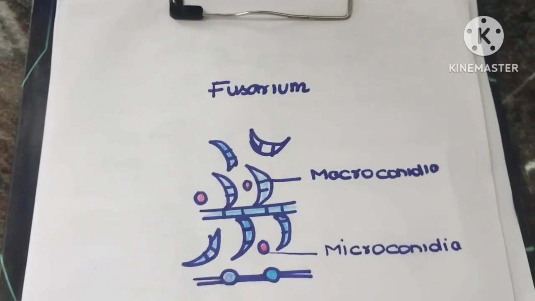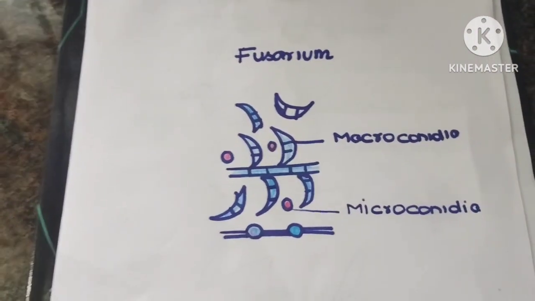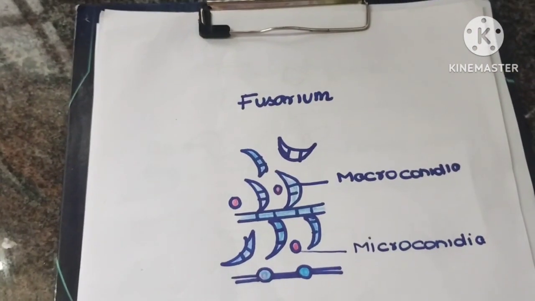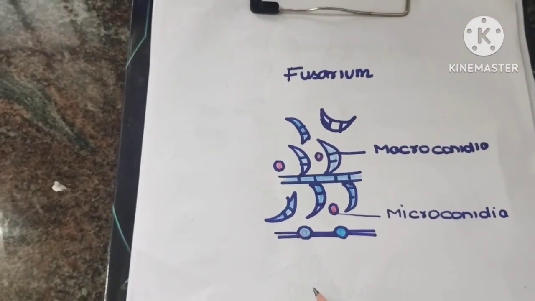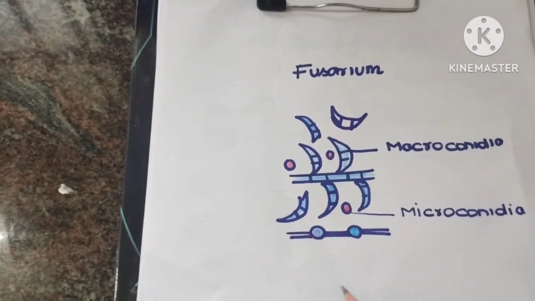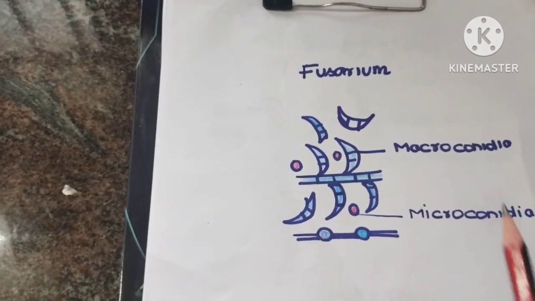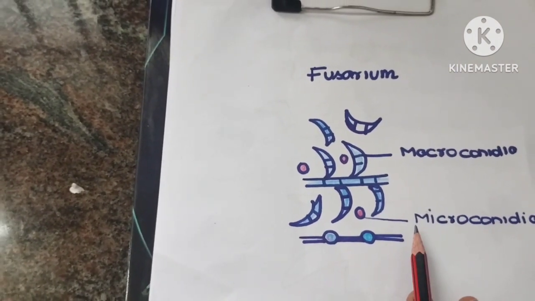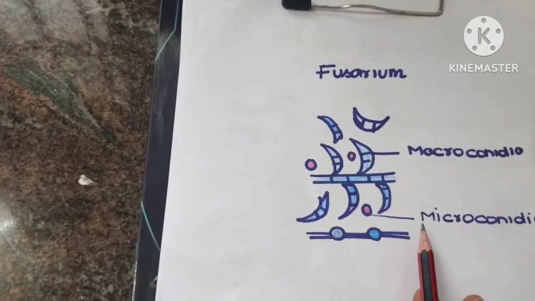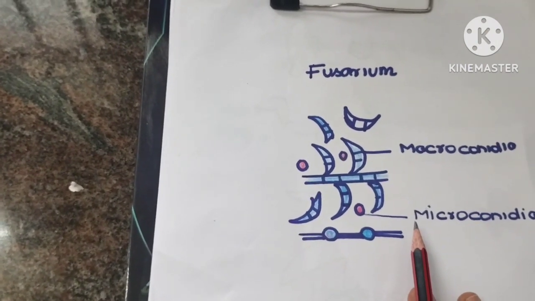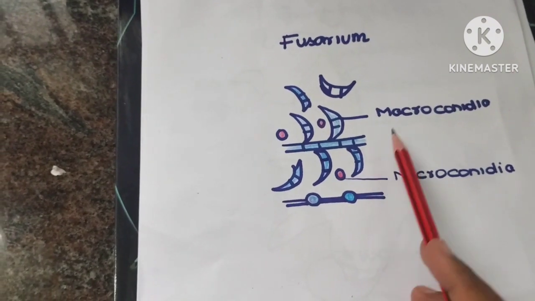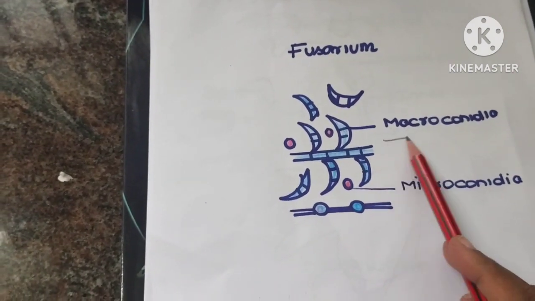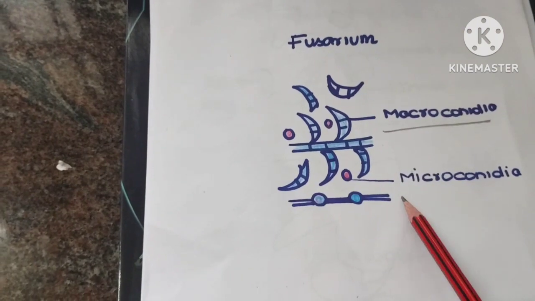So Fusarium. First, coming to the morphological appearance, that is the colony appearance, it will be whitish and velvety in color, but with a slight pinkish tinge. You can easily identify that. The colonies will be somewhat light pinkish in color, and then it has septate hyphae, and it will be producing macroconidia and microconidia.